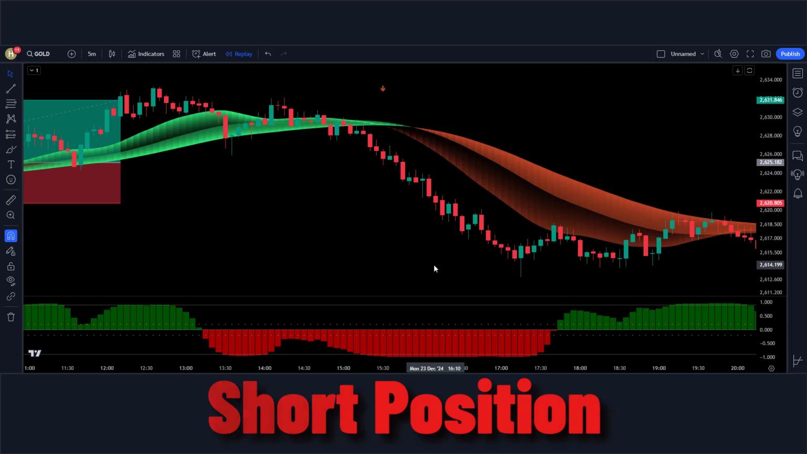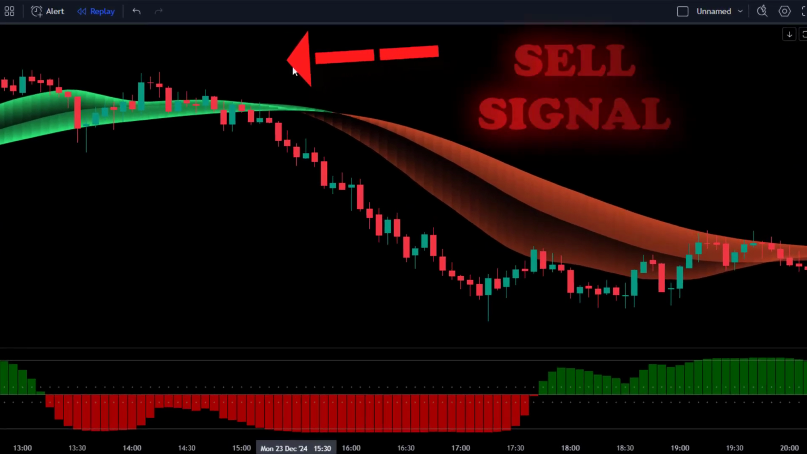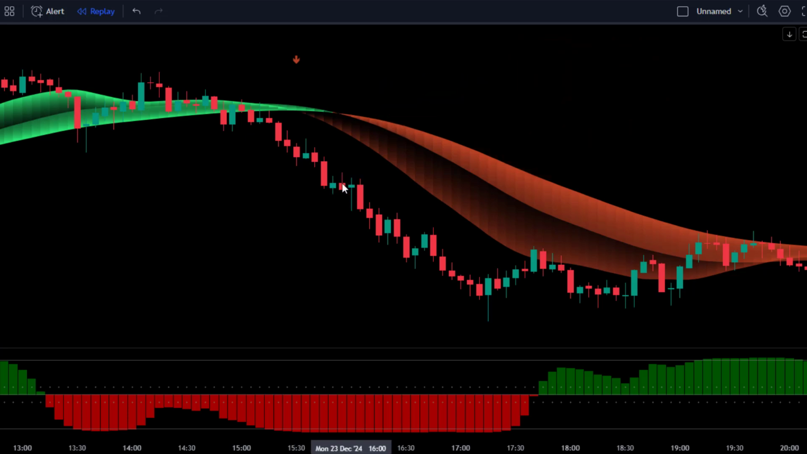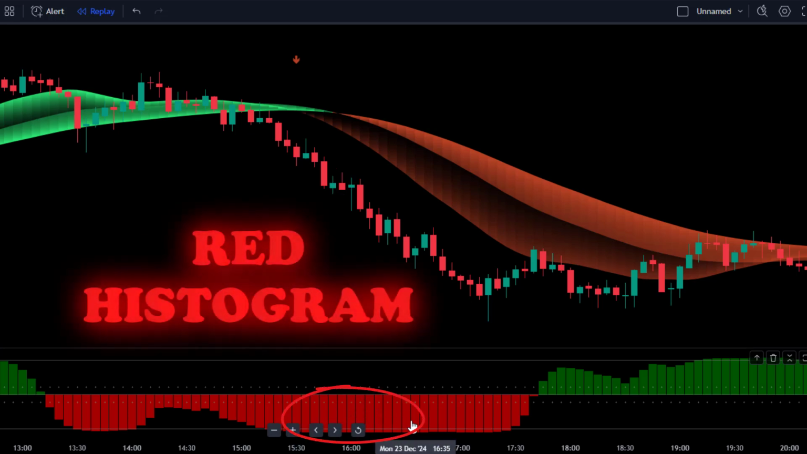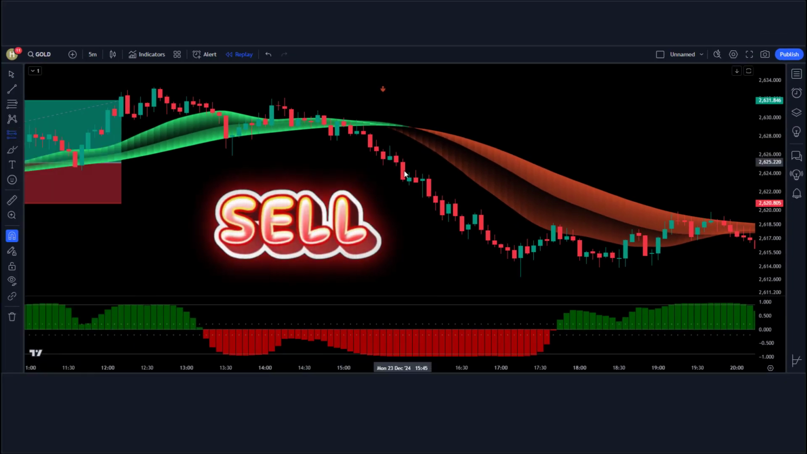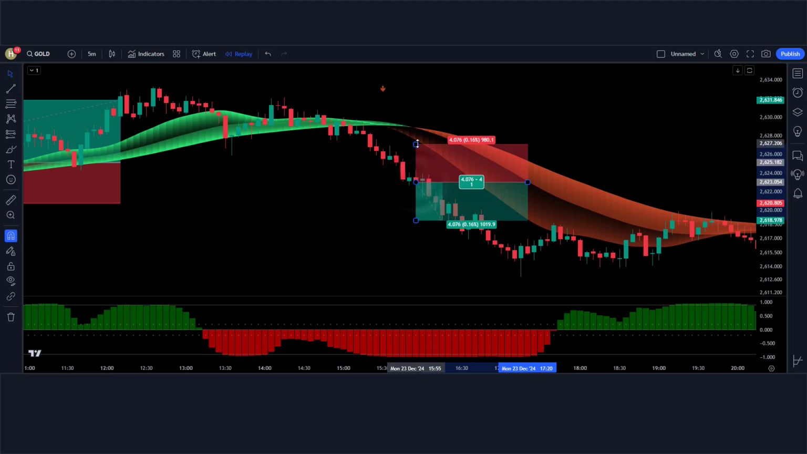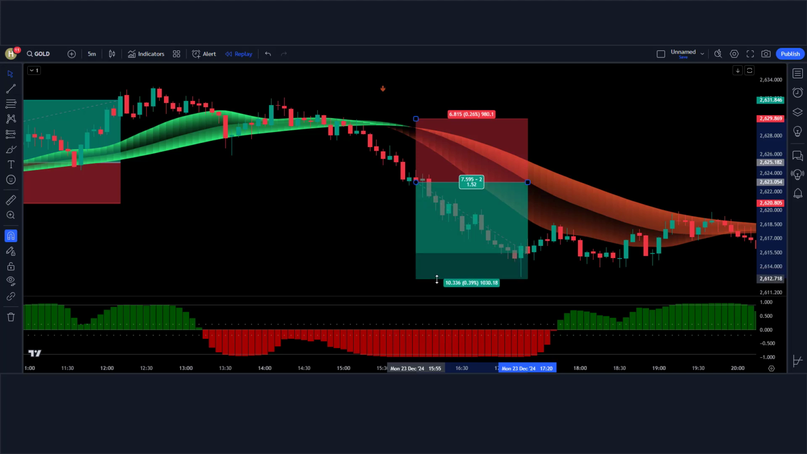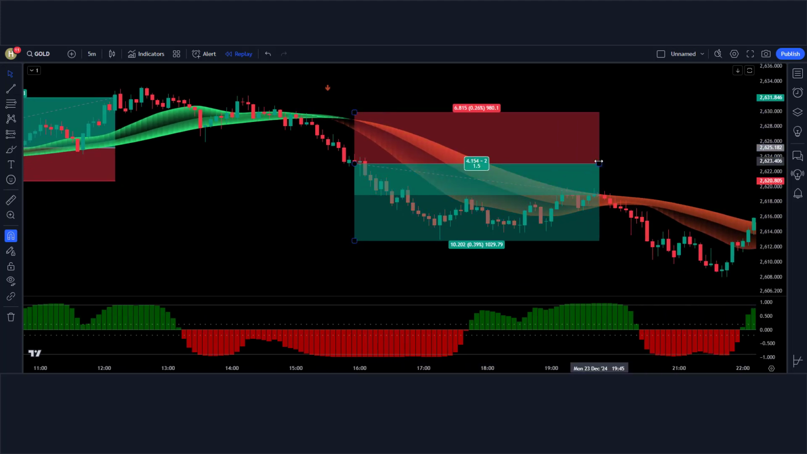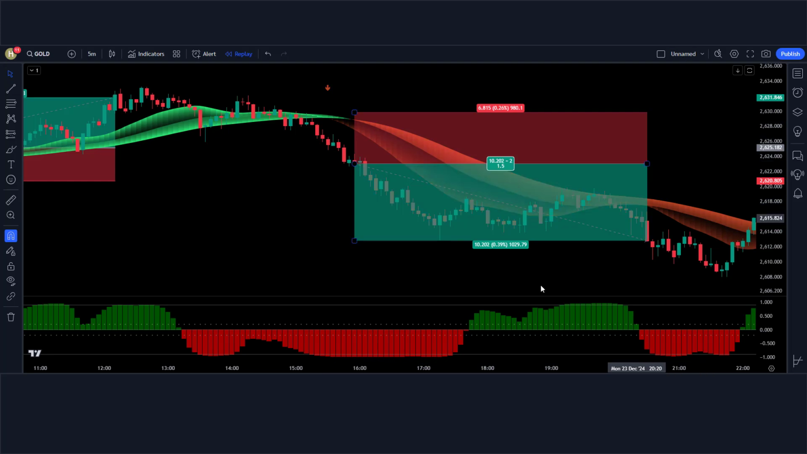Now let us understand the short position. When the Smooth Cloud indicator has given us a sell signal and the Smooth Cloud color turns red, when the market has formed a bearish candle, and when the Premier RSI Oscillator indicator shows a red histogram, if this condition is fulfilled, then we will place a sell order. Our stop loss will be placed at the previous high of the market, and the risk to reward ratio will be 1:1.5. The market has completely hit the target.